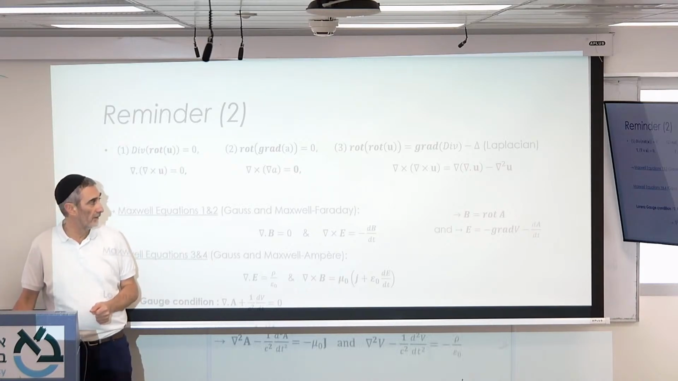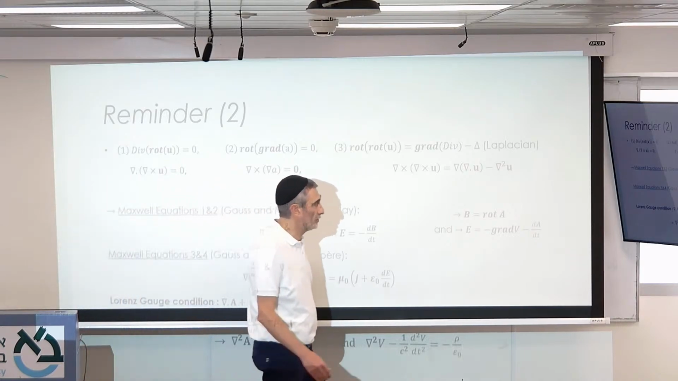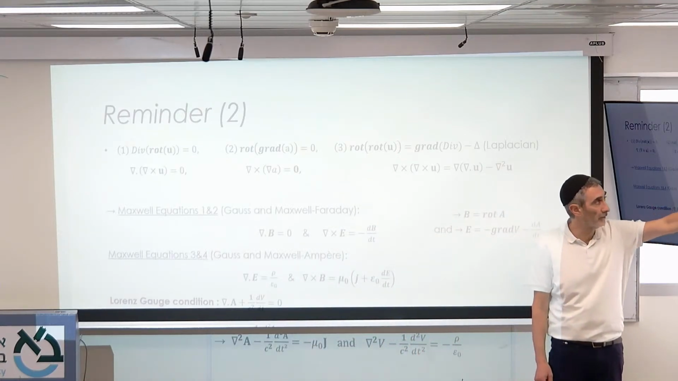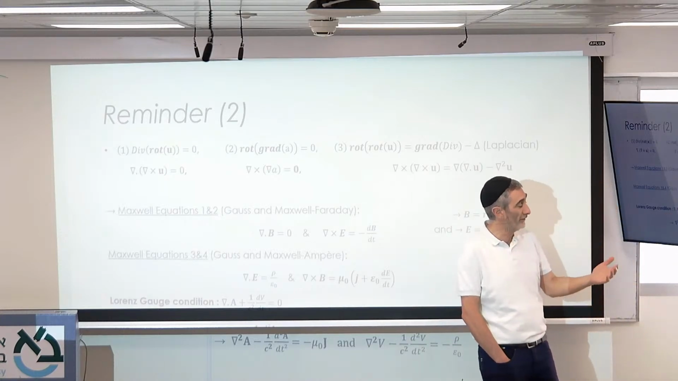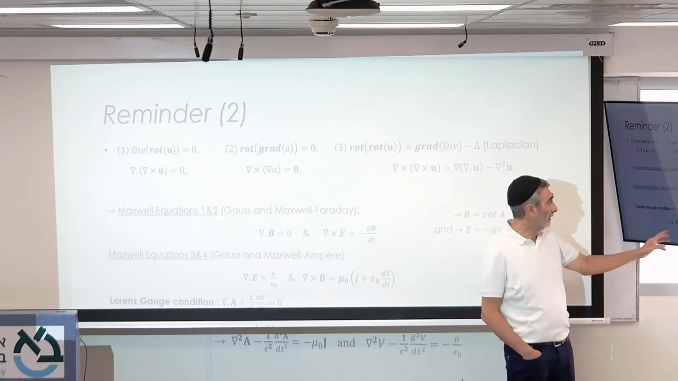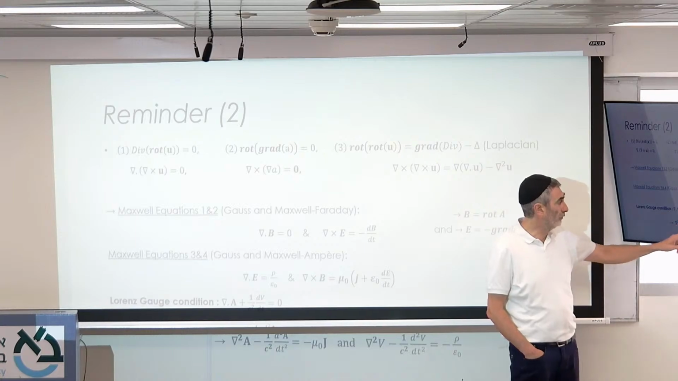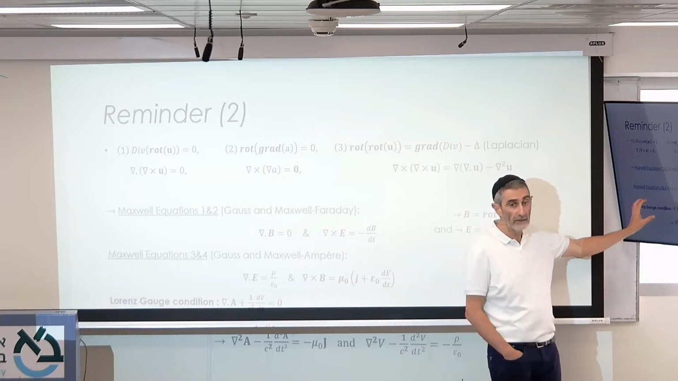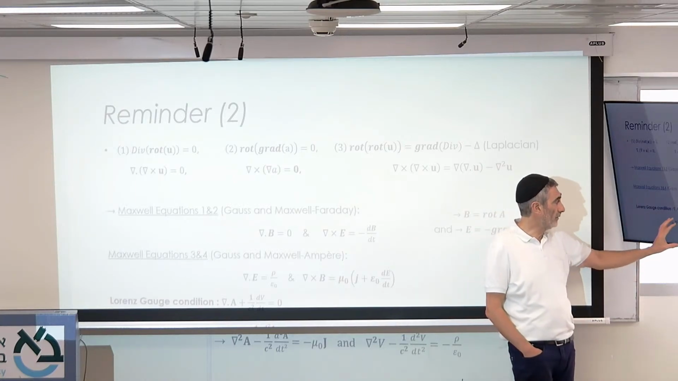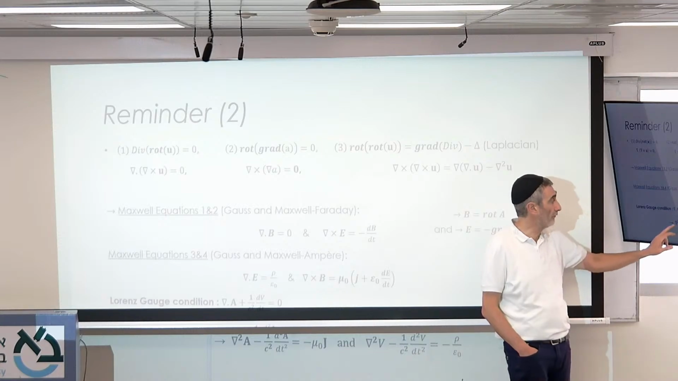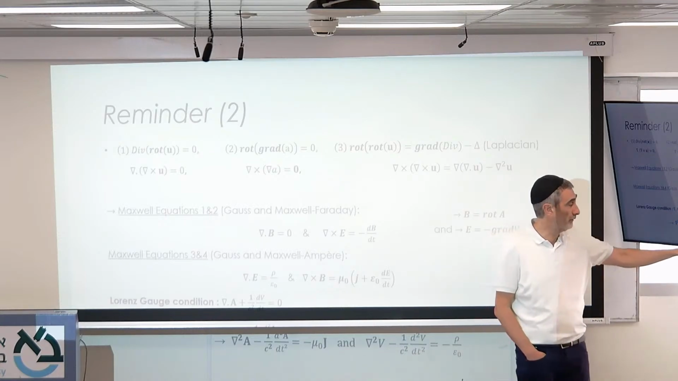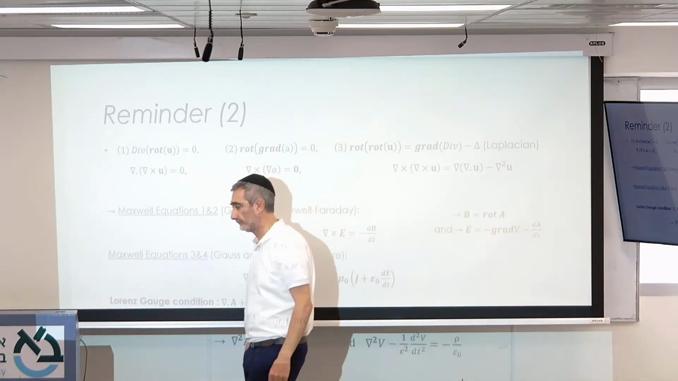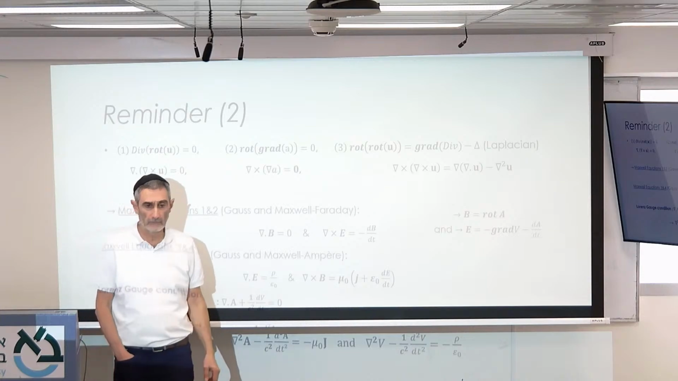When you use this gauge condition, you can force a relation like that because A and V are defined up to a constant. When you do that, you end up with two relations that are completely decoupled. That's the magic of this gauge: you get a wave equation for the vector potential, and you get a scalar wave equation for the scalar potential.